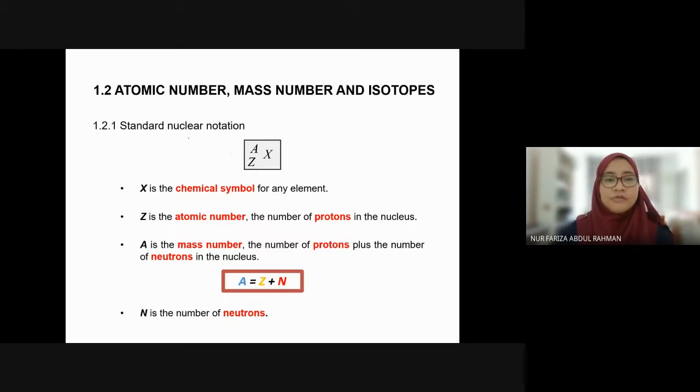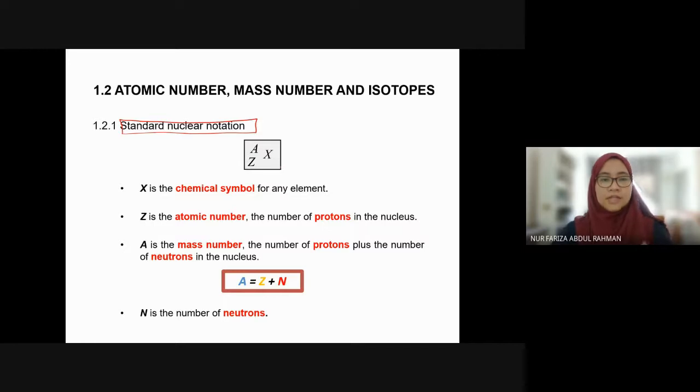So this is how you represent the atoms for the elements. Earlier on, you have been introduced to atom. So we know that atom is a fundamental unit or basic unit of matter. Then next would be how do we represent the atom. To represent atoms, we could use the standard nuclear notation.